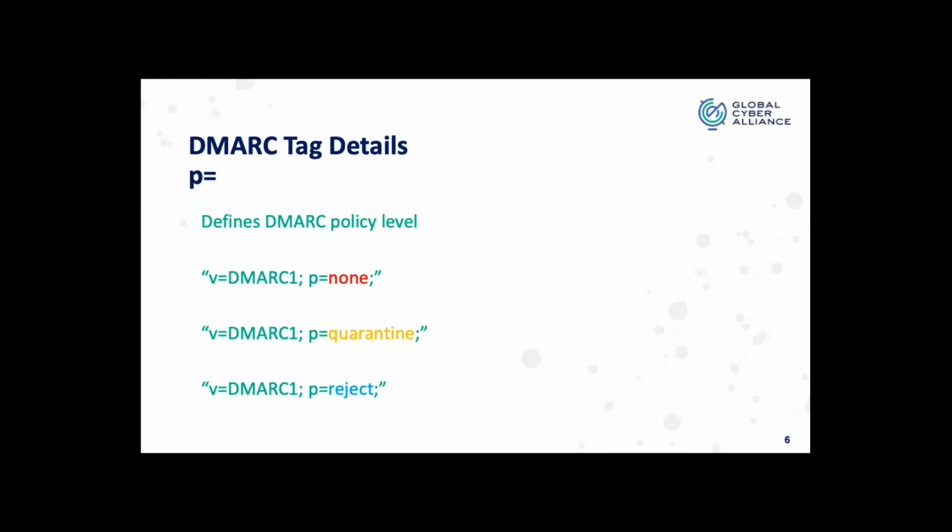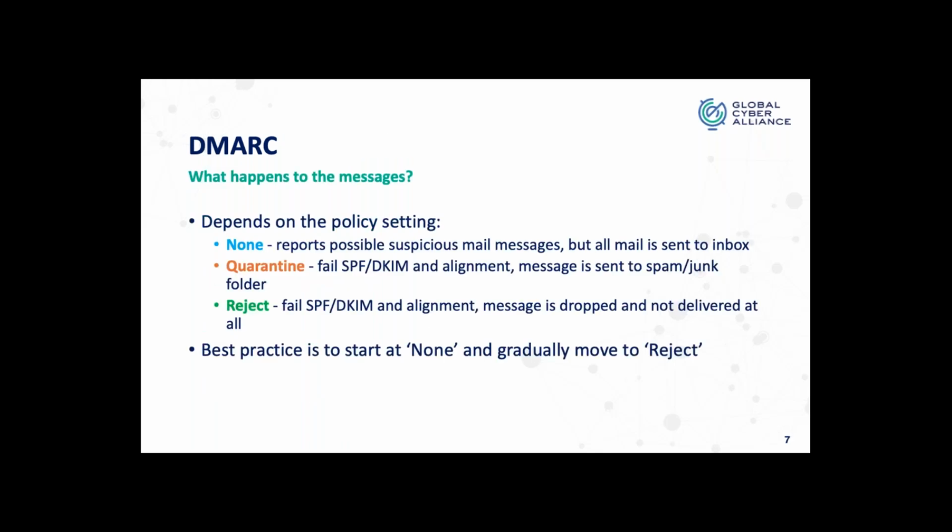But then at the same time, you don't have the other mechanisms enabled. So how do you know whether you should be going to quarantine or reject? You don't until you enable the reporting mechanism. And that's why none is important, because you'll implement that, enable the reporting features of DMARC, and then collect those reports, review the reports, make the adjustments that you need to make, and then move to quarantine or reject.